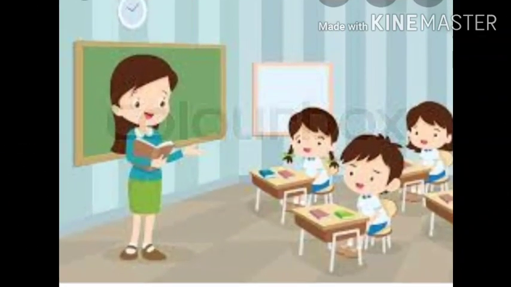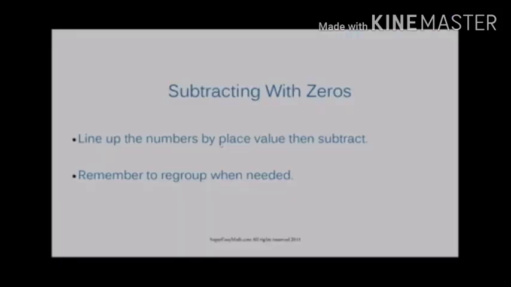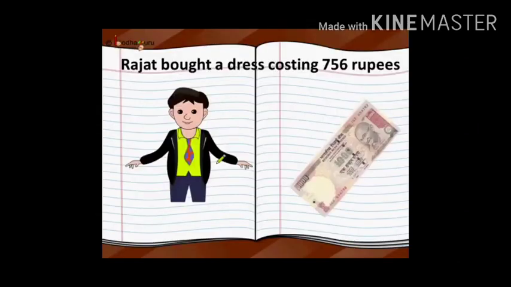Dear students, when we have to subtract a number from another number containing zeros, we do the regrouping in the same way as we do for other numbers. Remember these 2 points in your mind always when you do subtracting with zero. First line up the number by place value and then subtract and regroup when you need it. Let's take an example of these.